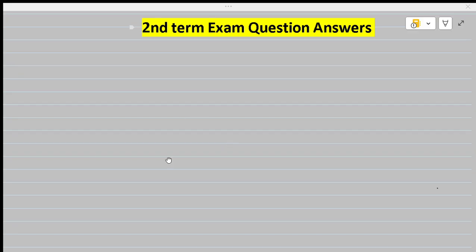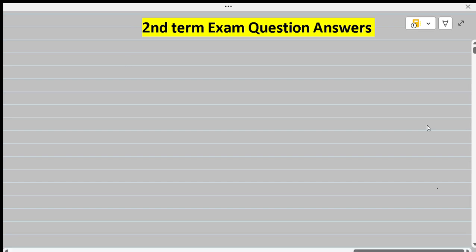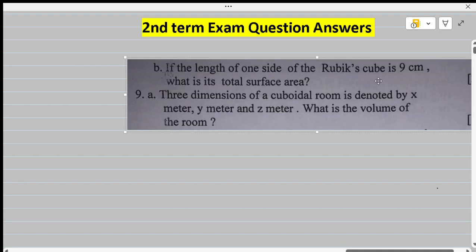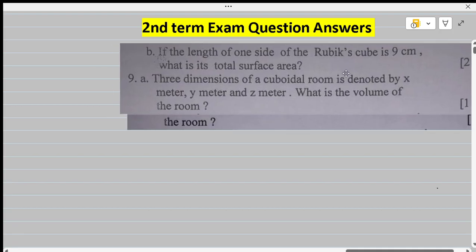Okay, I go first with 8 number B and then 9 number A. So I'm going with 8 number B first.